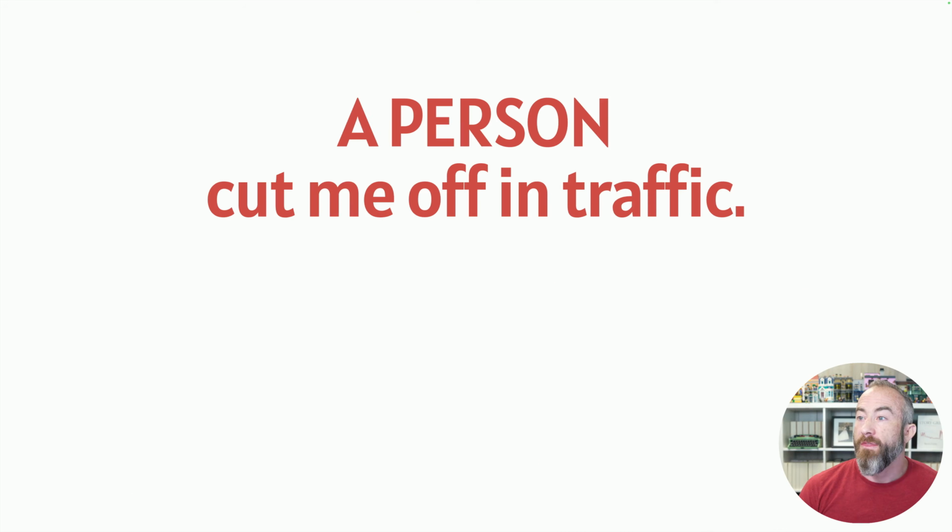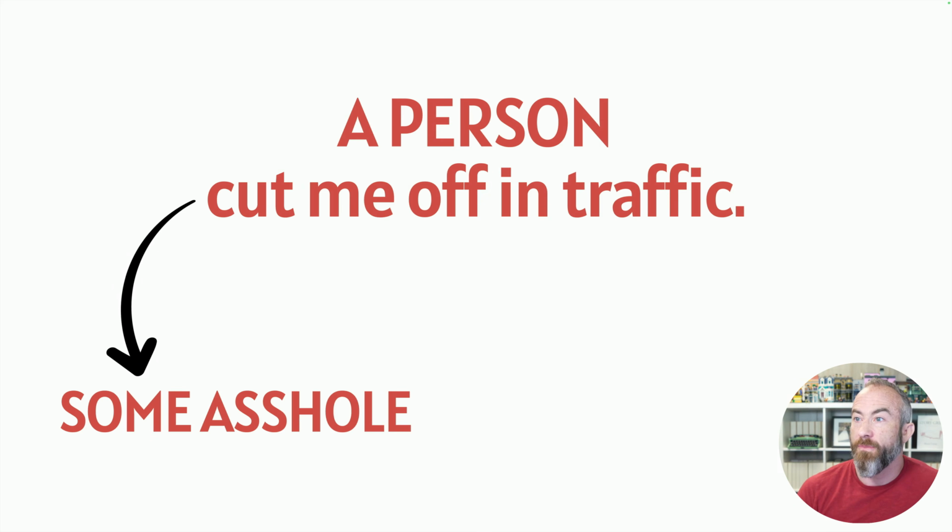So let's imagine I'm driving home and a person cuts me off in traffic. This objectively happened. Anybody that was there would have seen that a person cut me off in traffic. So now I get home and I'm telling my wife what happened. And I'm just going to replace those first 2 words, a person, with some asshole. So I come in the door and my wife's like, "How's your day?" And I say, "Some asshole cut me off in traffic."